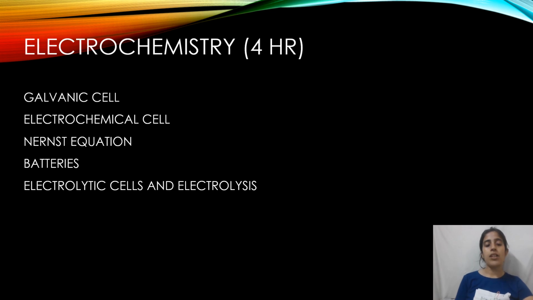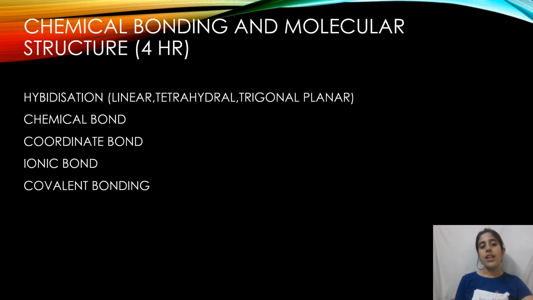Next is electrochemistry, that is galvanic cell, electrochemical cell, Nernst equation, batteries, electrolytic cells, and electrolysis. These are the topics in electrochemistry. Next is hybridization, that is linear, tetrahedral, trigonal planar, chemical bonding, coordinate bond, ionic bonding, and covalent bonding in the chemical bonding. These all are the topics in chemical bonding and molecular structure.